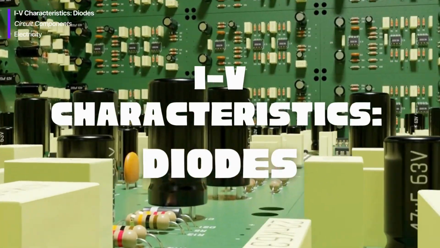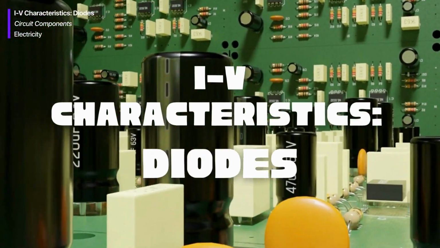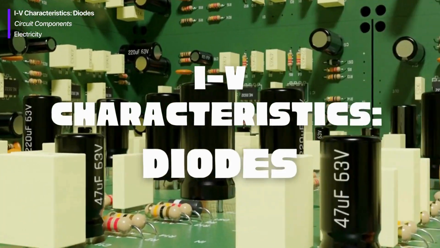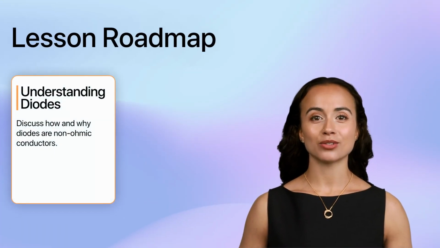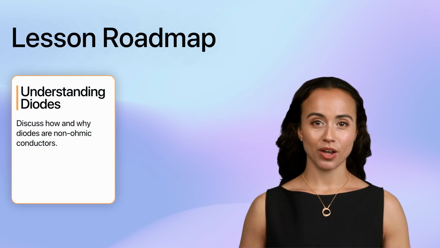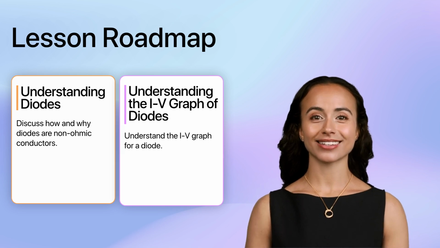Hello and welcome to today's lesson on understanding the resistance variation in a diode and recognizing its IV graph. Today we will discuss how and why diodes are non-ohmic conductors. We will then dissect and analyze the IV graph for a diode.